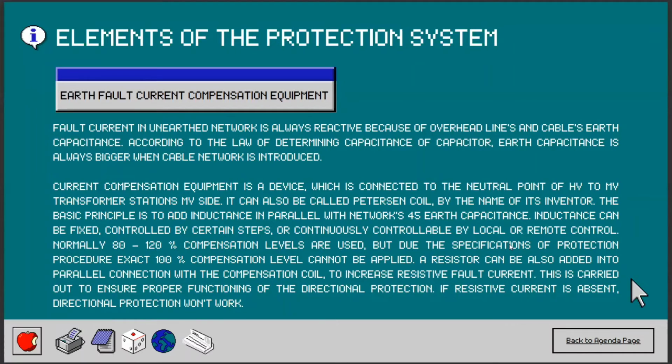But due to the specifications of the protection procedure, exact 100% compensation level cannot be applied. A resistor can also be added in parallel connection with the compensation coil to increase resistive fault current. This is carried out to ensure proper functioning of the directional protection. If resistive current is absent, directional protection won't work.